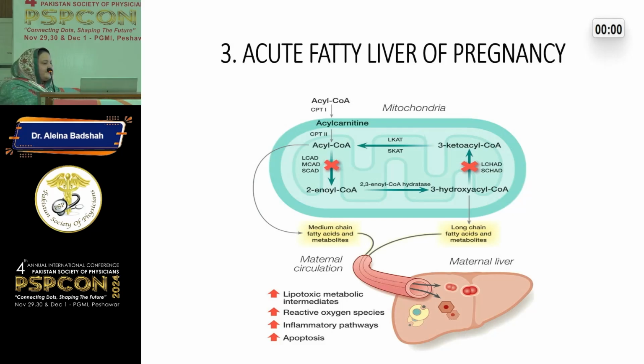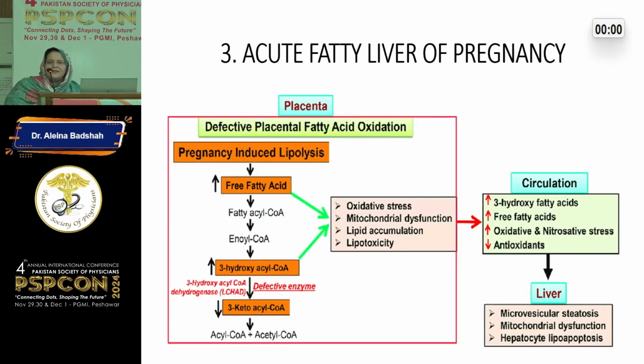Acute fatty liver of pregnancy, why does it occur? When there is no conversion of acyl-CoA to 2-acyl-CoA and 3-keto-acyl-CoA is not being produced from 3-hydroxy-acyl-CoA. The levels of 3-hydroxy-acyl-CoA, which is a long-chain fatty acid, and the levels of acyl-CoA, which is a medium-chain fatty acid, these increase in the blood, and if they increase in the blood, they are going to cause lipotoxic metabolic intermediates, reactive oxygen species, jiska matlab hai free radical injury, inflammatory pathways, and apoptosis. So this is a very, very fatal condition.